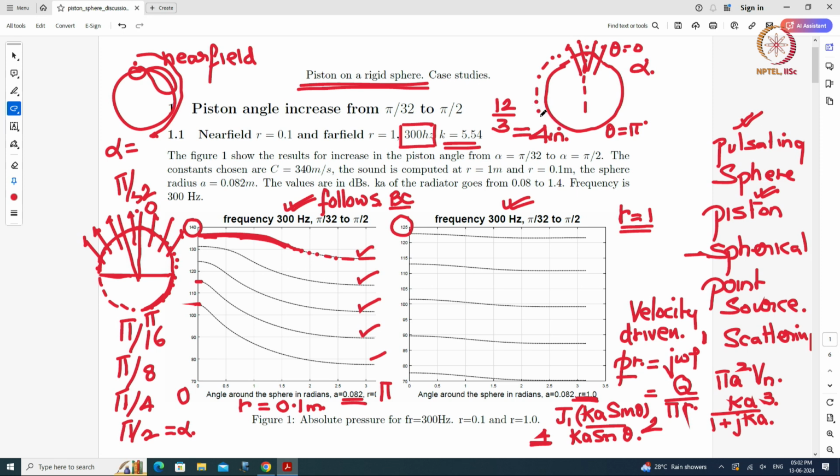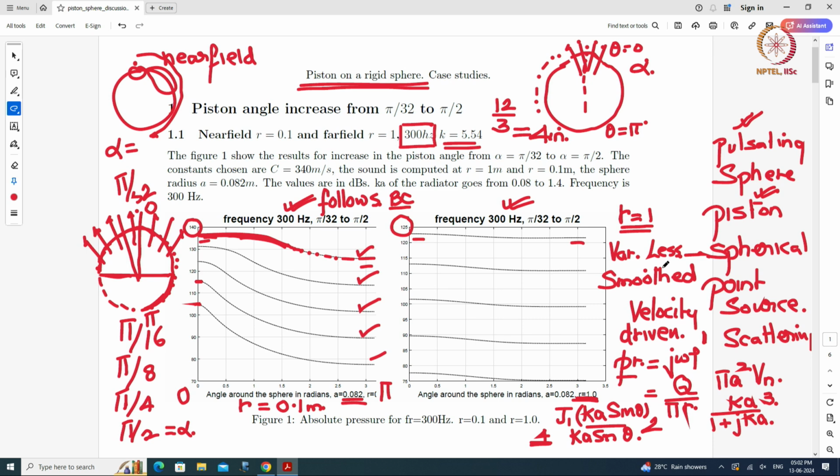Now, here you can see that the variation is less. Variation from here to here is less. You can see the variation from here to here was quite a bit, whereas from the left to the right, the variation is less. So we will call it smoothed out. The sound field gets smoothed out in the far field.